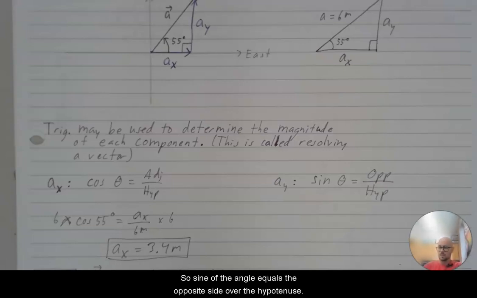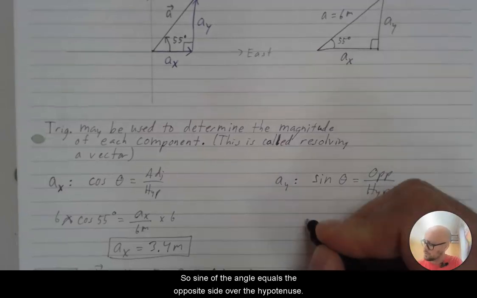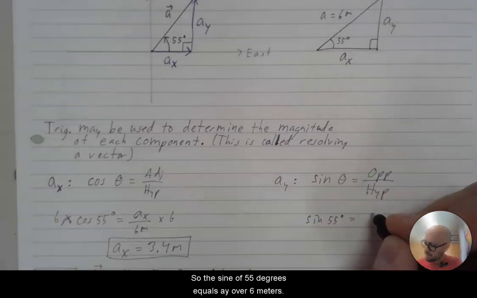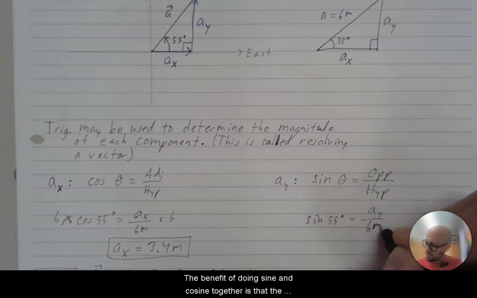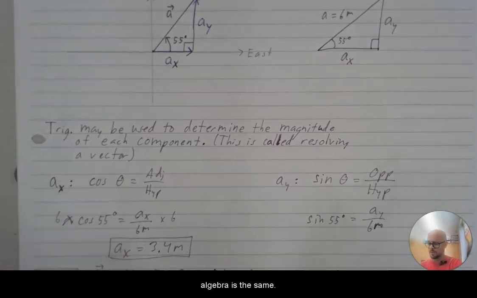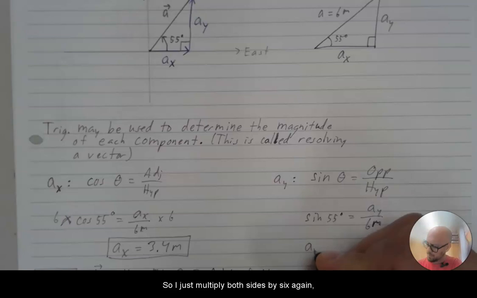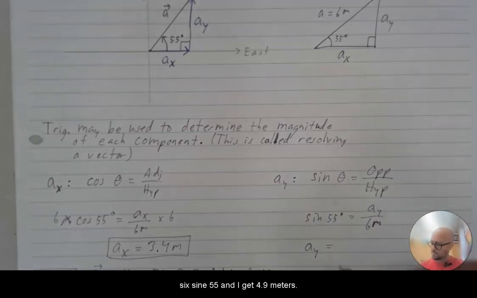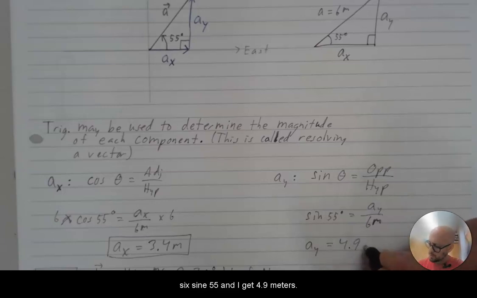So sine of the angle equals the opposite side over the hypotenuse. So the sine of 55 degrees equals AY over 6 meters. The benefit of doing sine and cosine together is that the algebra is the same. So I just multiply both sides by 6 again, 6 sine 55, and I get 4.9 meters.